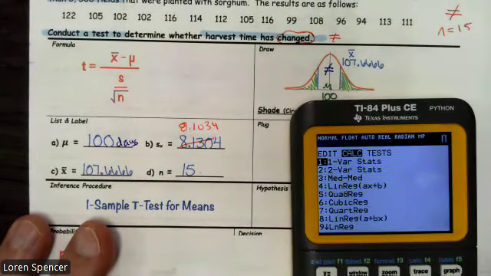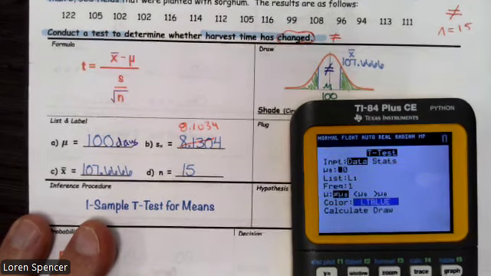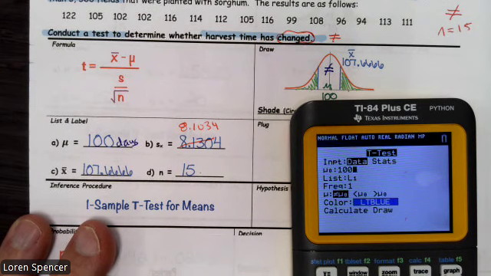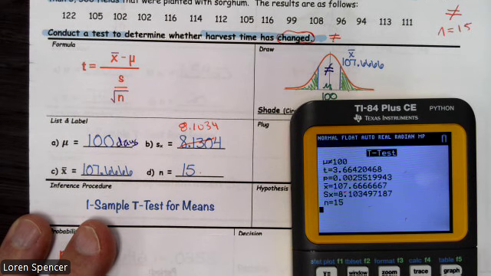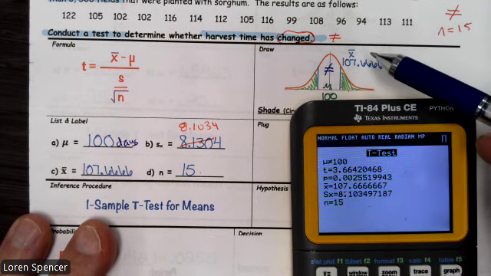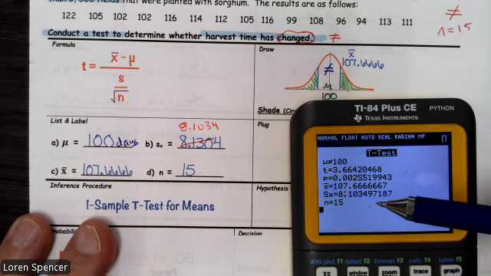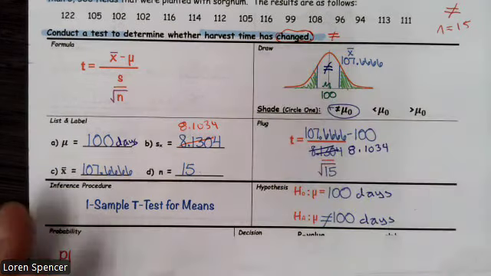We're going to go stat test t-test. Mean is 100. Our data is in L1, so that's all good. And if you didn't have L1, you're going to press blue followed by the number 1. Make sure not equals is highlighted. We're going to press calculate, and we get 3.66. That's a positive 3.66, which makes sense because we're above the mean, and there's all of our information.